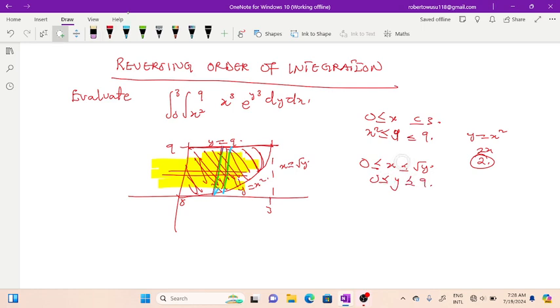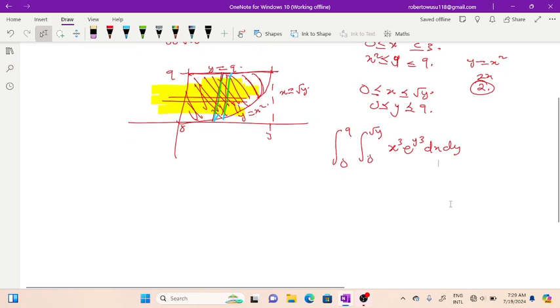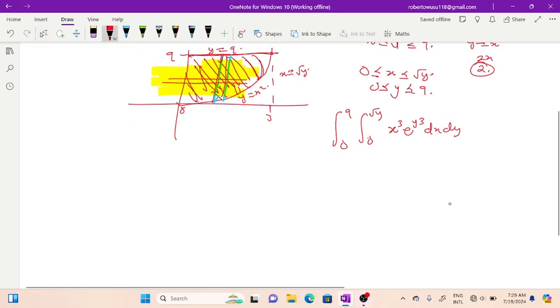So right now I have my new set of integral. I can easily switch. My y will be going from 0 towards 9, and my x will be from 0 to square root of y, and my function remains the same, e to the power y cubed x dy. Simple as that. So once I have this expression, what do I do? I'm going to integrate with respect to x first.